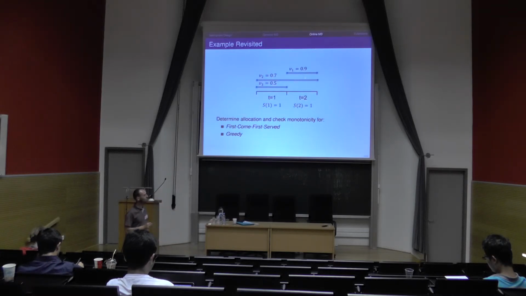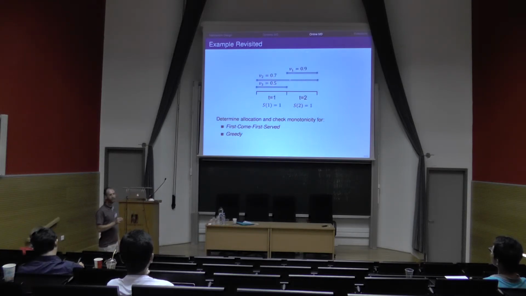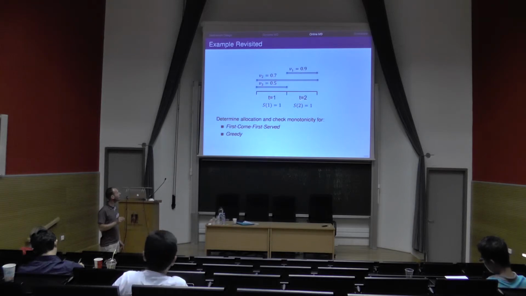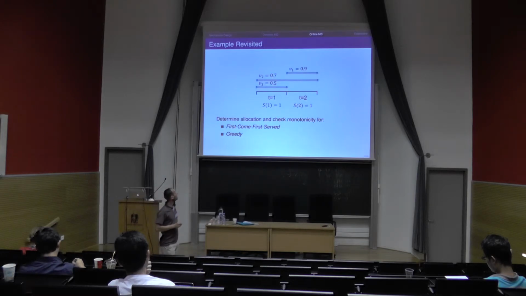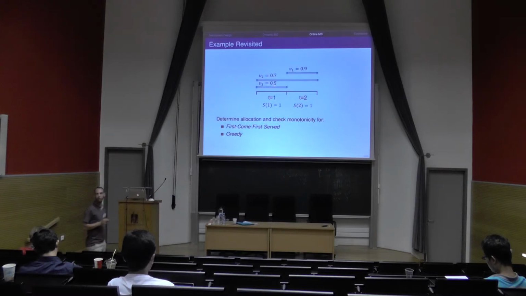At time step 2, it looks again. Here, this agent already has a value, so its value for getting another item is 0. The value of this other agent, who hasn't got any item yet, is 0.9, so greedy then allocates to this agent at time step 2. Okay. So in a sense, it just looks at who's in the market at this point in time, and allocates.